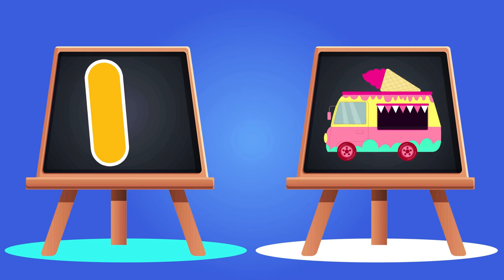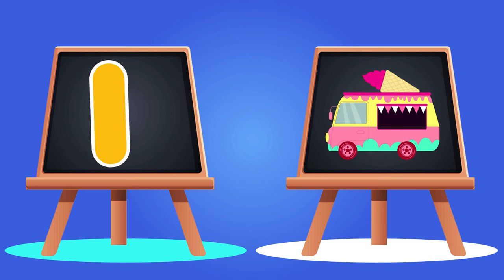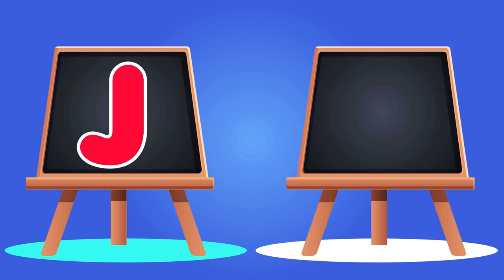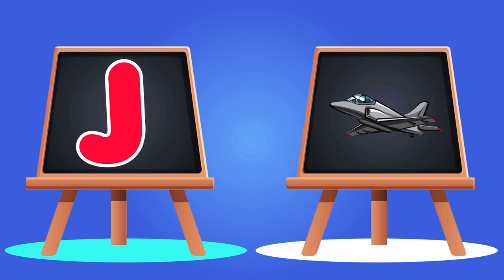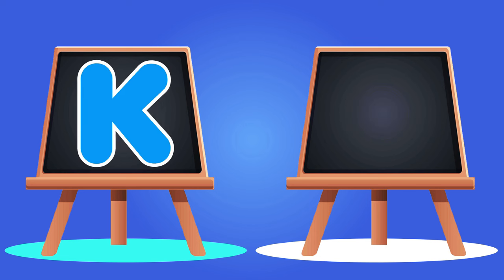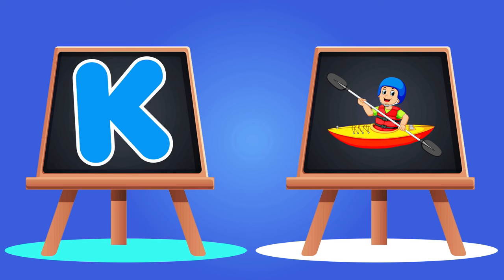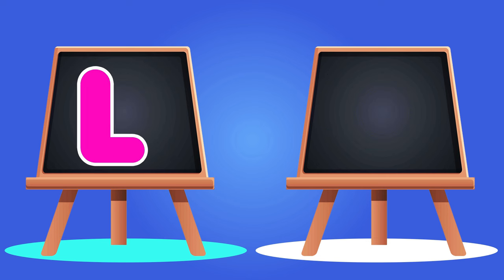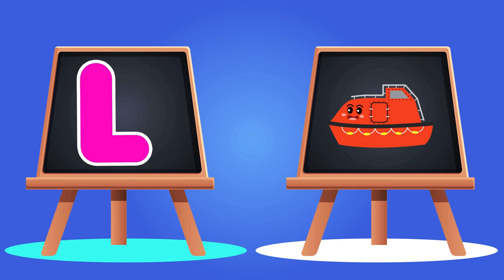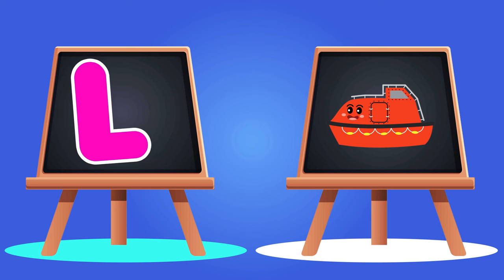I is for ice cream truck. I, I, ice cream truck. J is for jet. J, J, jet. K is for kayak. K, K, kayak. L is for lifeboat. L, L, lifeboat.